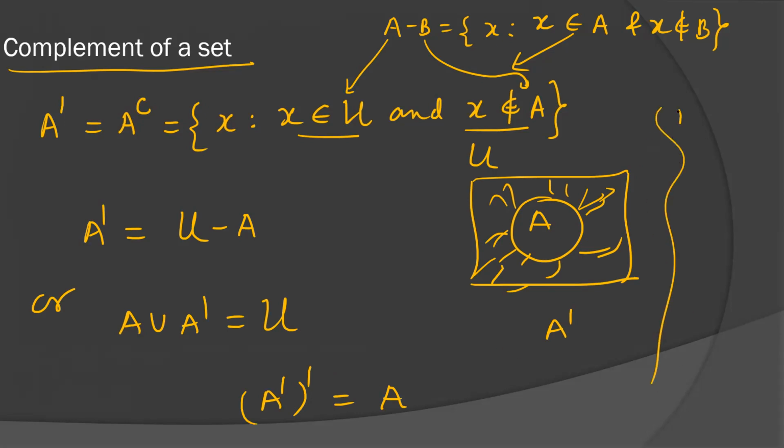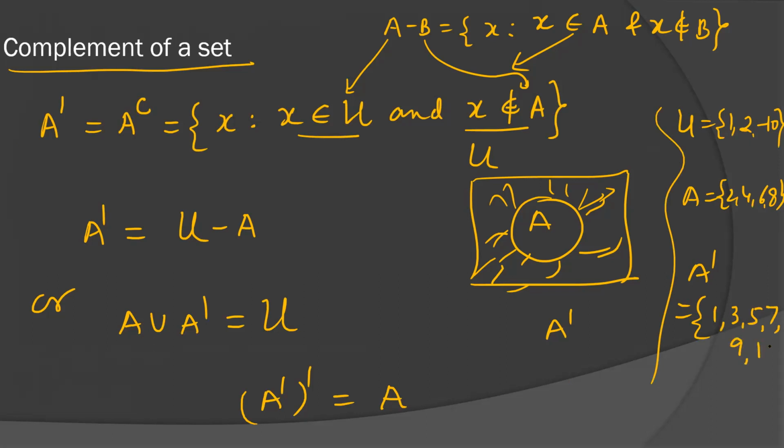For example, suppose the universal set is 1, 2 up to 10 and A is your previous set, 2, 4, 6, 8. What will be the A complement? It will be the remaining elements: 1, 3, 5, 7, 9, 10. This will be the A complement here.